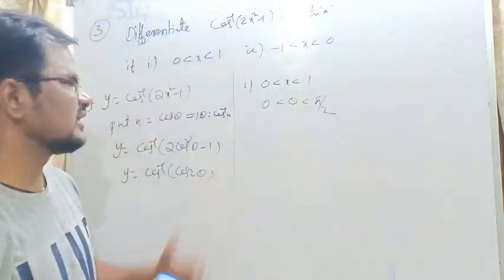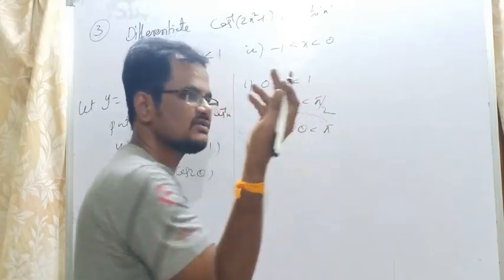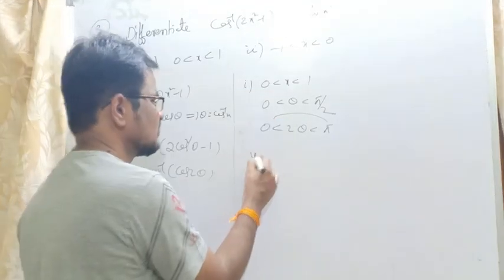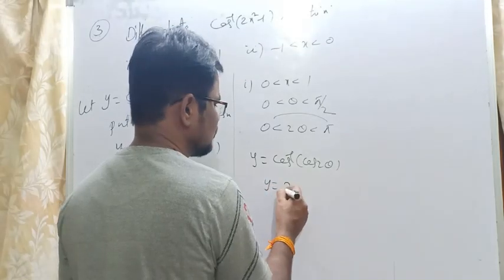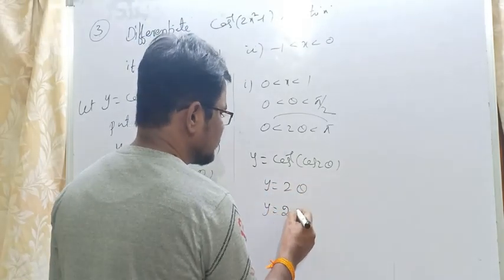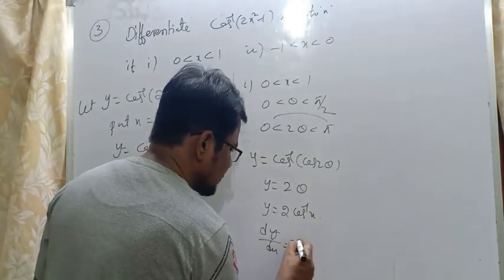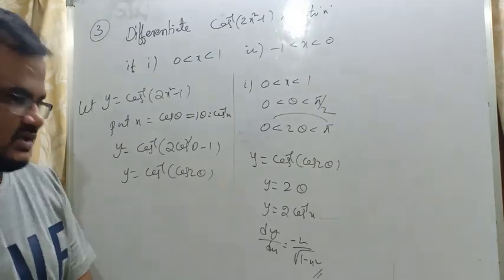But here 2 theta is there. 0 less than 2 theta less than pi. Clearly it is the range of cos inverse x. So that's why replace 2 theta by 2 theta only. Nothing will change. y equal to cos inverse of cos 2 theta. Now that is equal to 2 theta. y equal to 2 into cos inverse x. Now dy by dx equal to minus 2 by root of 1 minus x square. This is our differentiation, right?